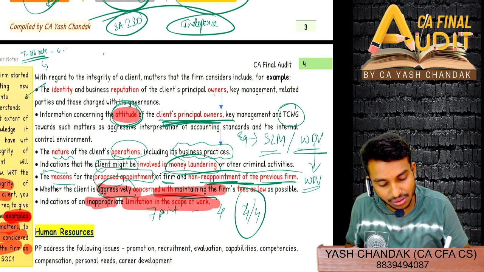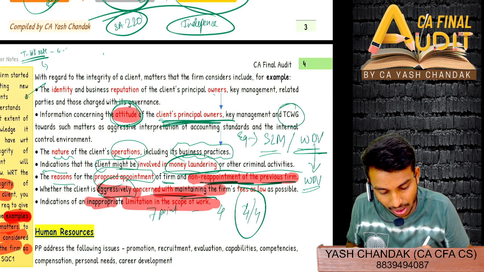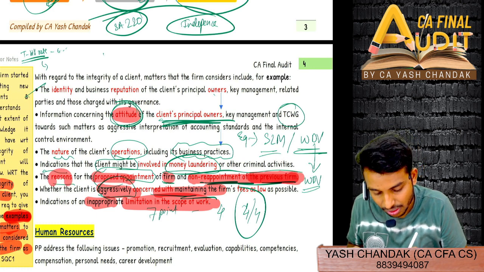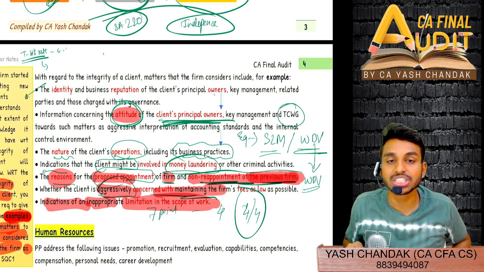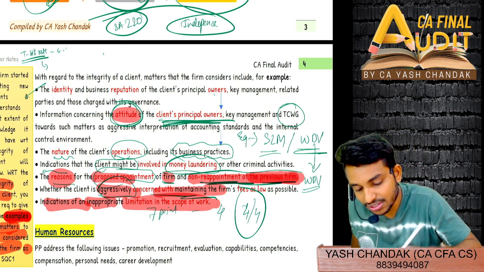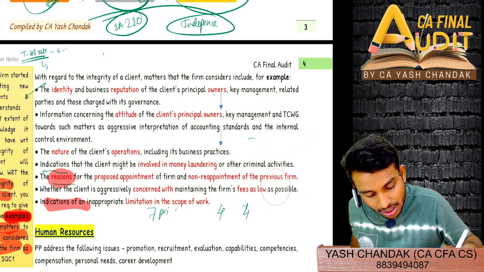So you can simply relate this to the reappointment of the previous firm or the proposed appointment of a firm and non-reappointment of the previous firm, Schedule 1 Part 1 clause and reasons you can seek, and also the indications of limitation of the scope of work from the previous auditor. So let's just try to learn all these points.